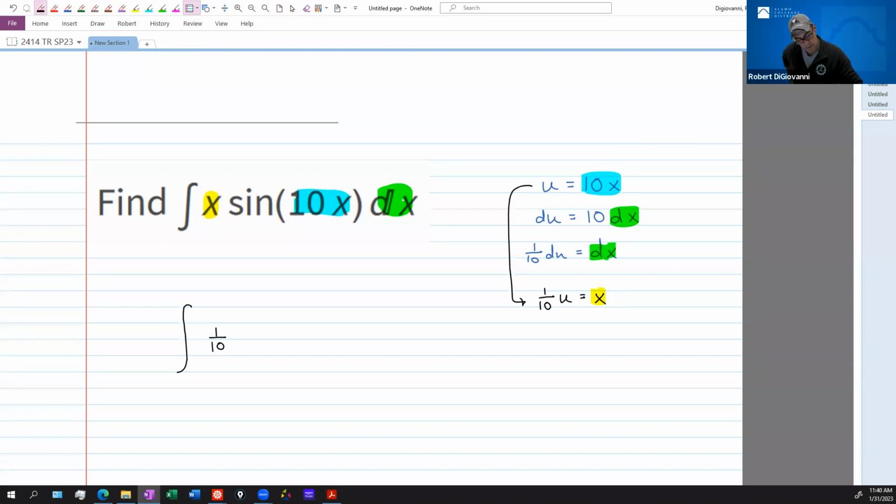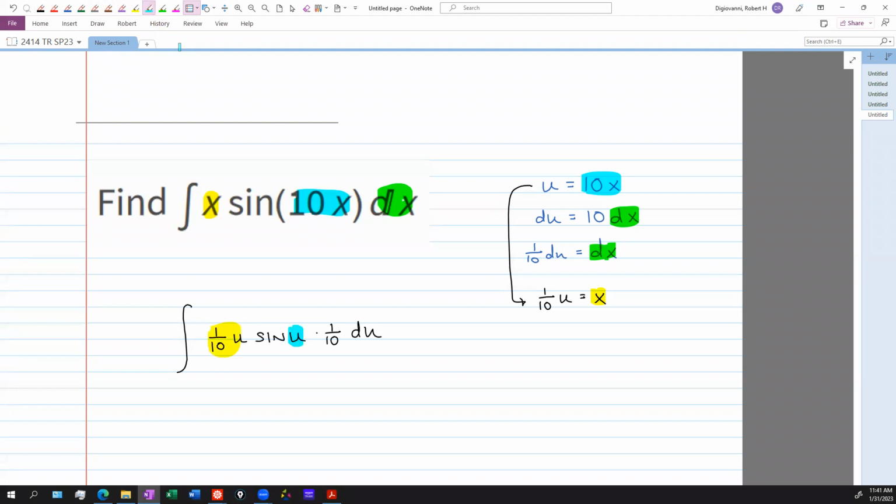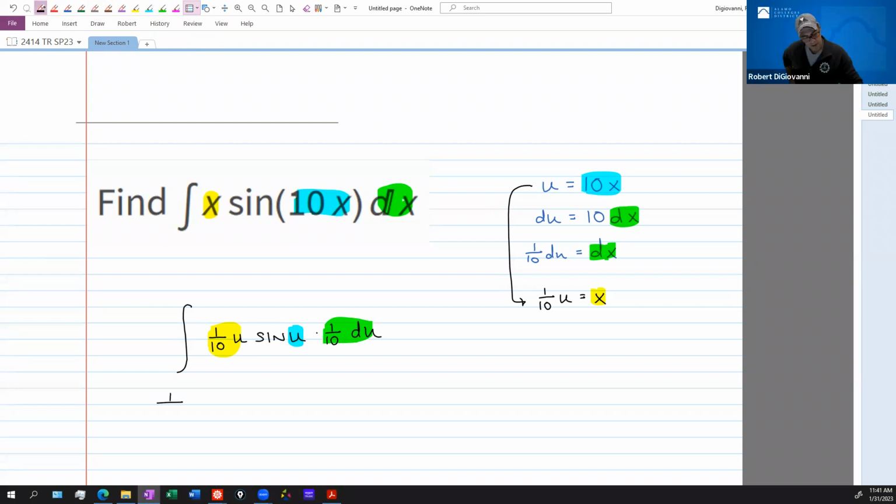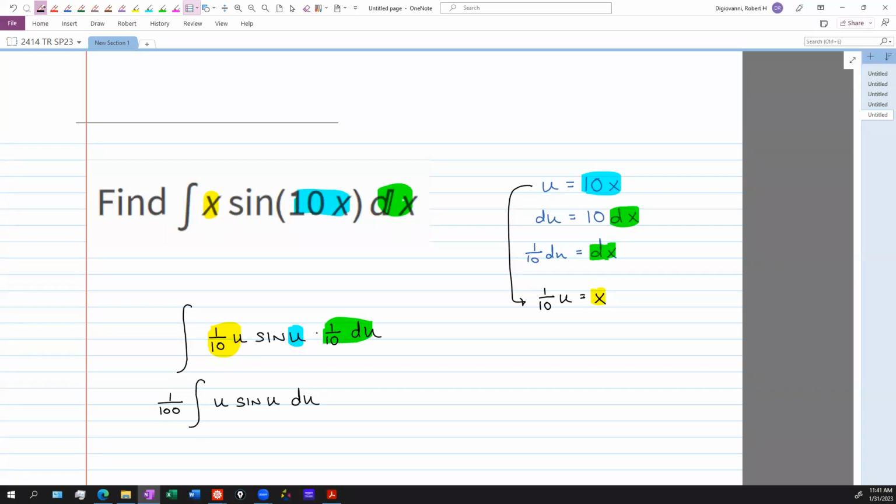So 1/10 u, right? Sine u times 1/10 du, right? That's where we are. Everyone see where all that came from? Yes. That's your yellow, that's your blue. But you're still gonna have that whole product rule problem, right? Yeah, even if we pull out the 1/10 as a 1/100, you still have u, sine u, du. You see that you still have the same sort of thing we had up here.